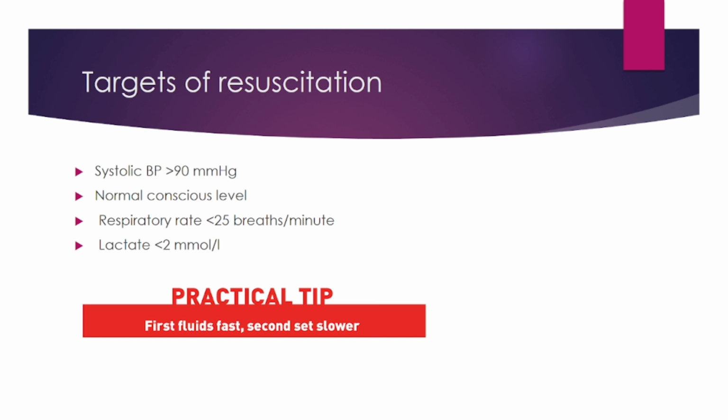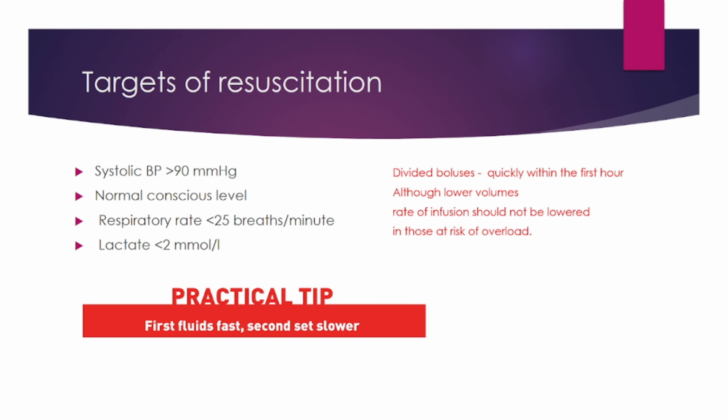This is what I want to discuss. First fluid fast, second set slower. If you come across a patient with cardiac failure, you need to give some fluid. It may not be 500 milliliters. This is a practical thing. It could be 250 milliliters. Because you are reluctant, just looking at the patient who may be in failure, you say 250 milliliters, this patient is overloaded, give 250 milliliters over 30 minutes or 45 minutes as I discussed. Don't do that.